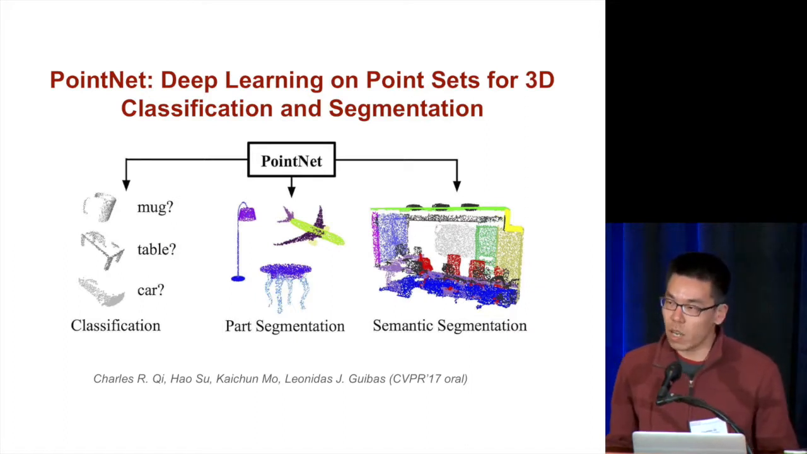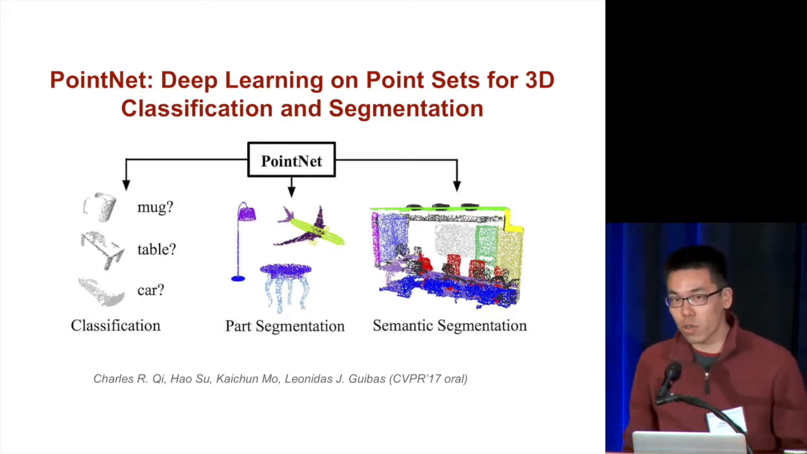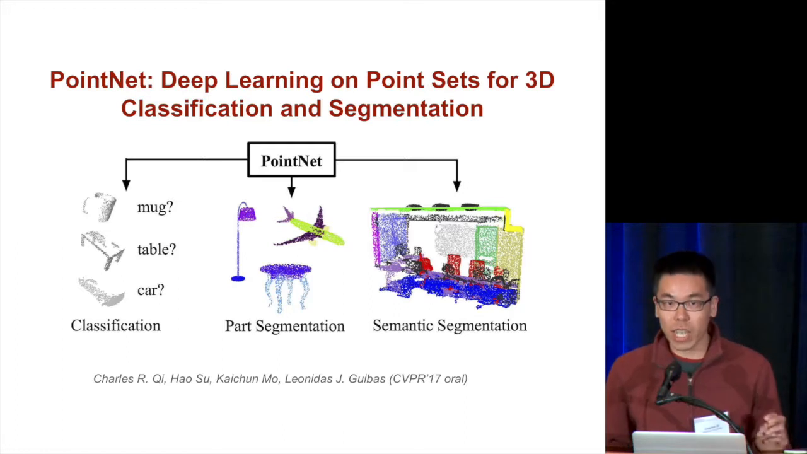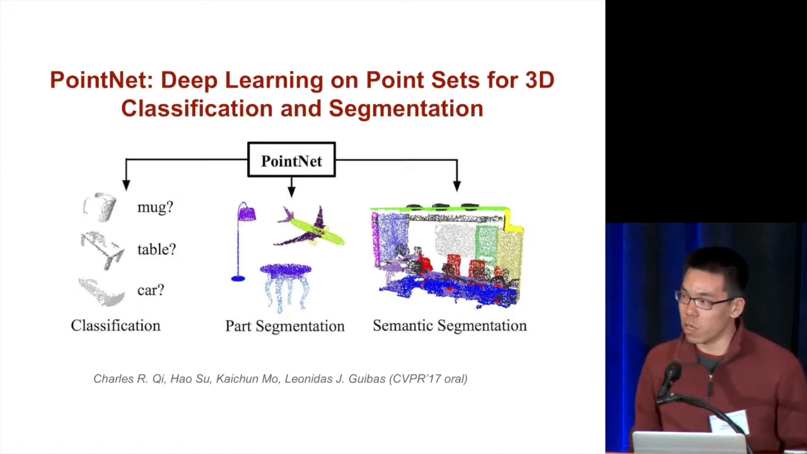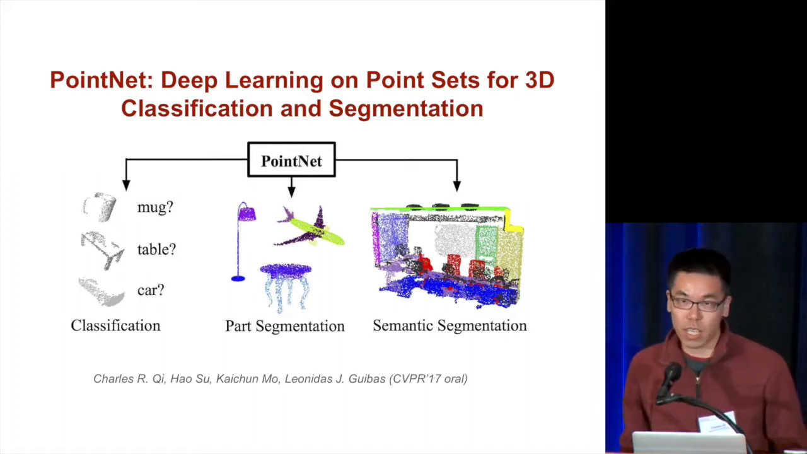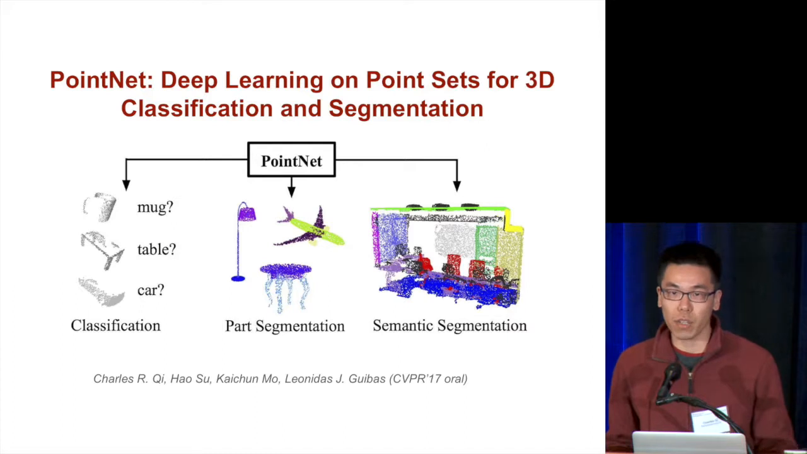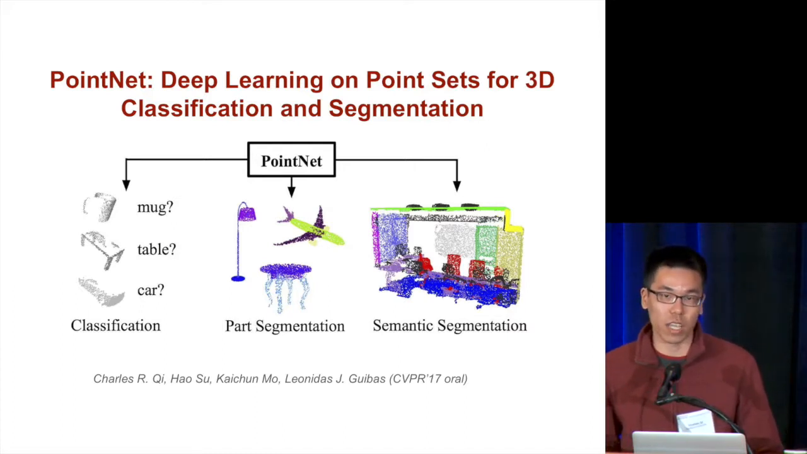In this work, we design a novel neural network architecture that directly consumes point clouds. We will show that our network, named PointNet, can be applied to a wide range of applications. We will also show a theoretical analysis of our architecture. So please come to our poster if you are interested.